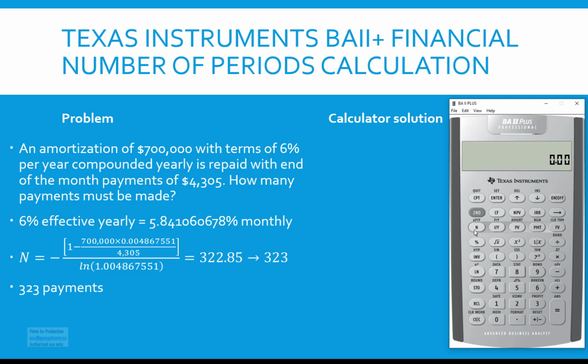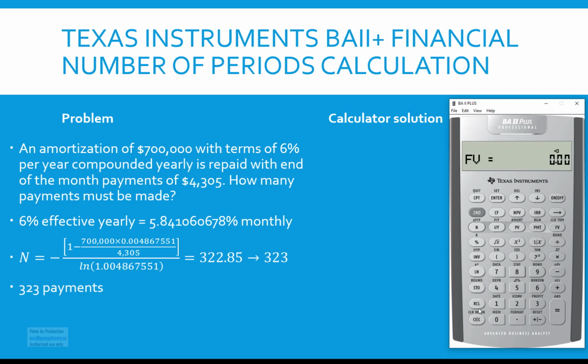We are looking for N, so that is the last button we will press. The given interest rate is 6% per year compounded yearly. Press 6 and press I/Y. The amortization is in the amount of $700,000, and that is the present value. The payments are $4,305 at the end of every month. 4305. Change that to a negative since it is money going out, and press PMT. 0 for the future value.